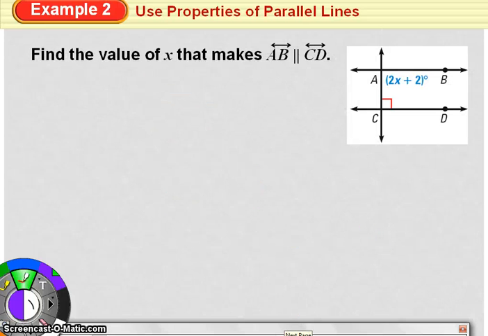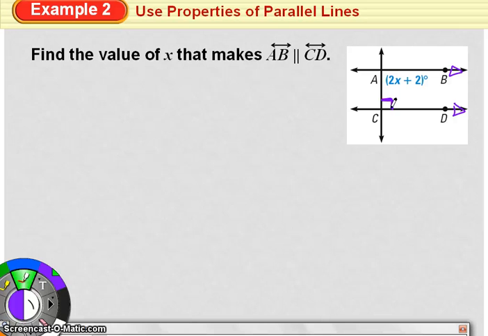All right, so here's another example of applying this. Find the value of x that makes line AB parallel to line CD. Okay, so as you can see right here, we have a right angle, and we want line AB to be parallel to line CD. So, if this is a right angle, what would 2x plus 2 have to be equal to in order for these two to be parallel?